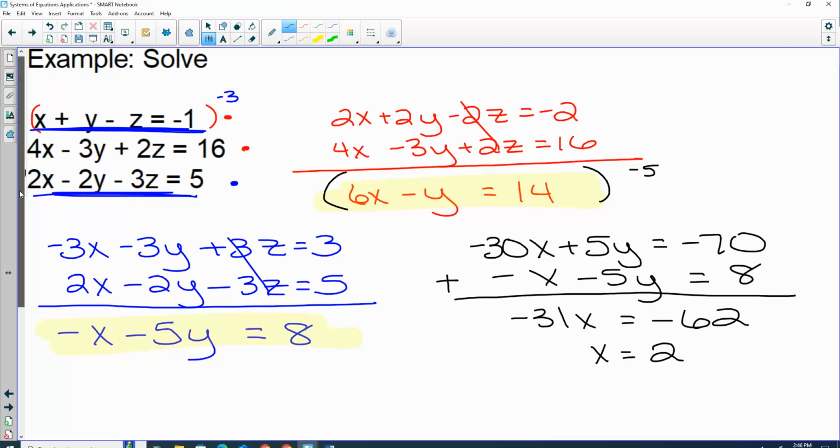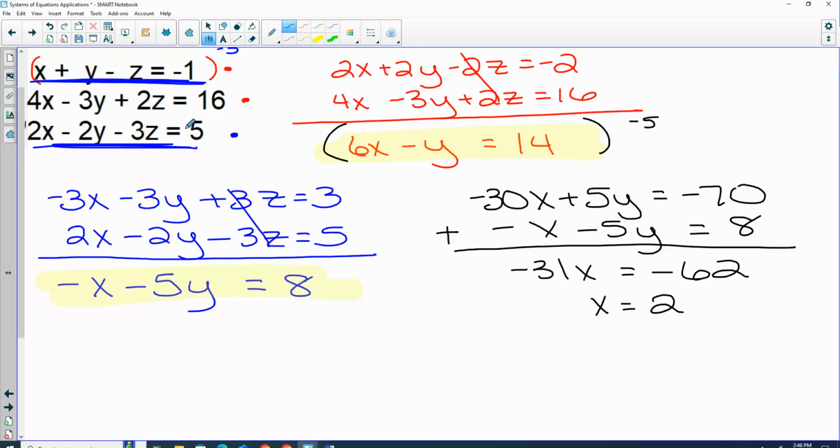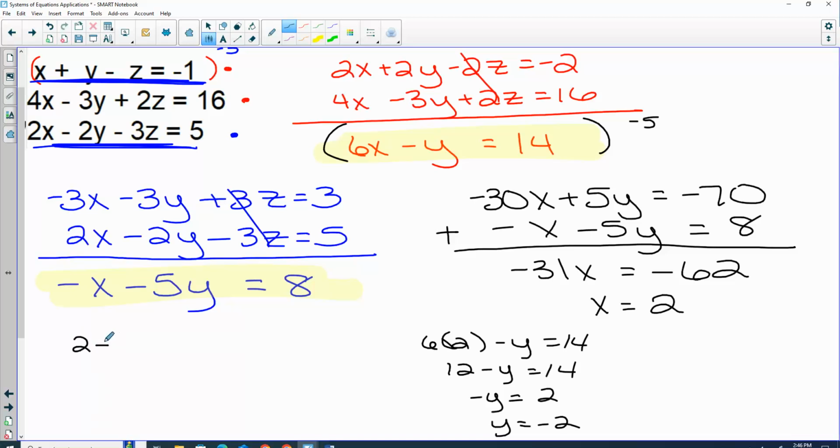Don't go to the originals yet, because the originals had 3 variables, right? But if I plug it into one of my highlighted yellow equations, those only have 2 variables, so I could put it in there. So if I put it into this 6x minus y, 6 times 2. And once I have x and y, go back to one of the originals. I'll just go with the first one.